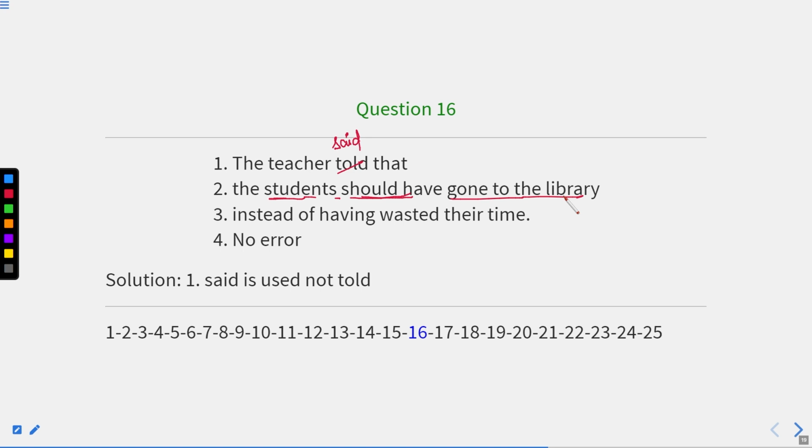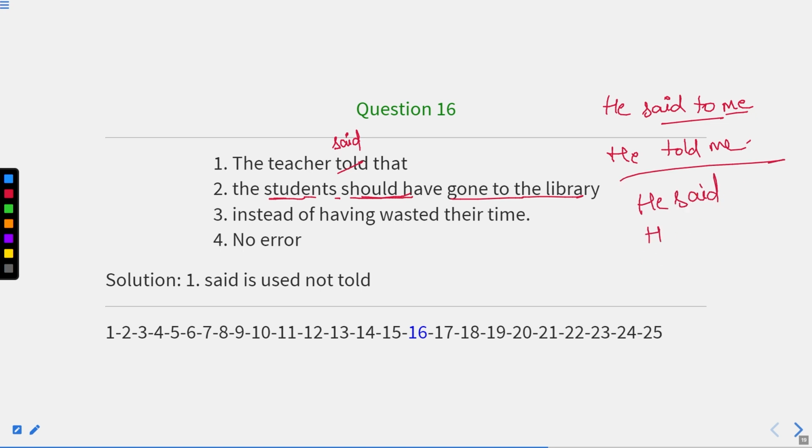So told is basically used when we have an object. For example, he told me. But here we do not have any object. Suppose I say he said to me. Here we have an object. That is why said to is converted into told. So when we convert the sentence, I can say he told me. But if the sentence is he said, the conversion of it will be he said only.